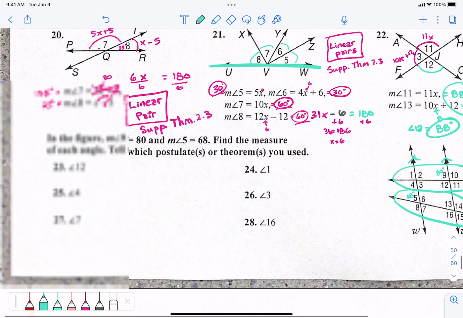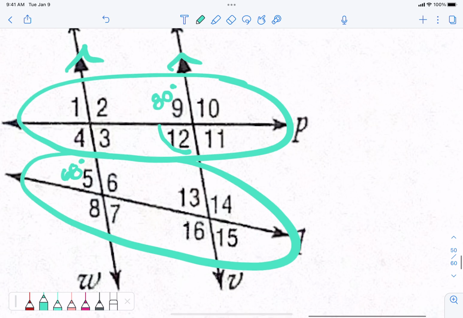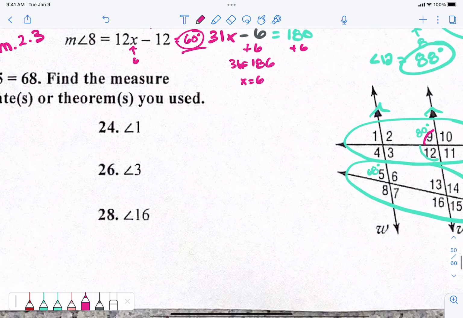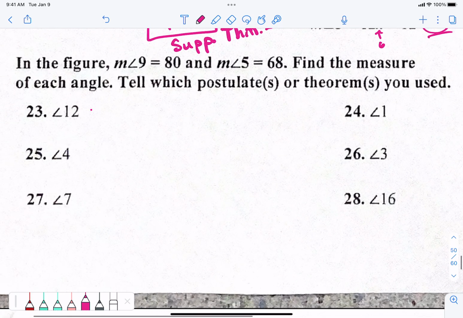All right, so they want to know angle 12. Angle 12 is this one right here, right next to 80. So it is going to be 100. Why? Because angles 9 and 12 are a linear pair, or supplement theorem. On 180, I'm going to say linear pair. Isn't it 100? It should be 100, not 180. I can't think this morning, it's too early. Linear pair, 100, or supplement theorem, whatever you want.